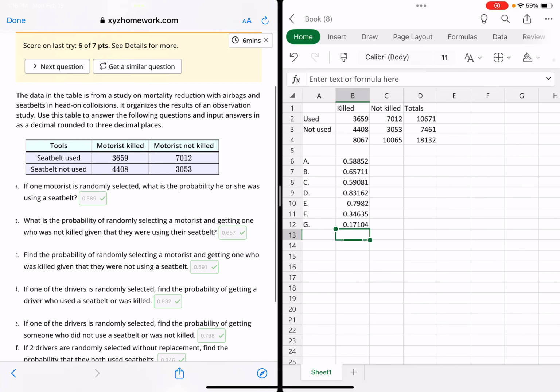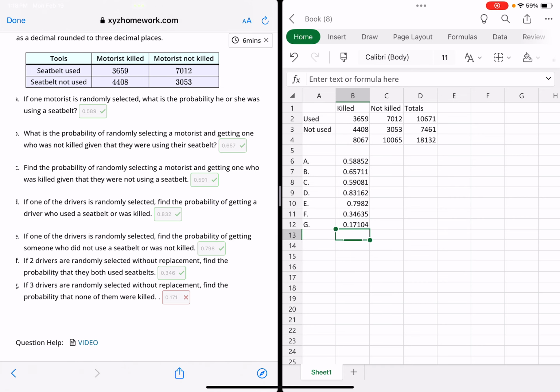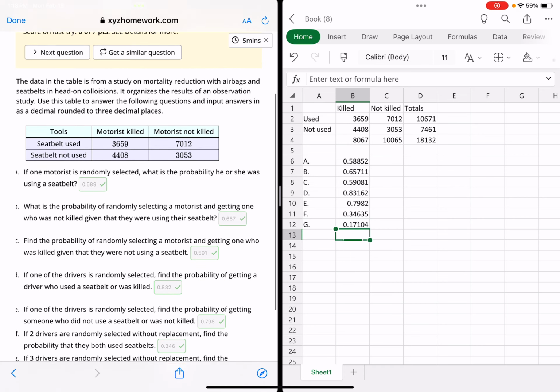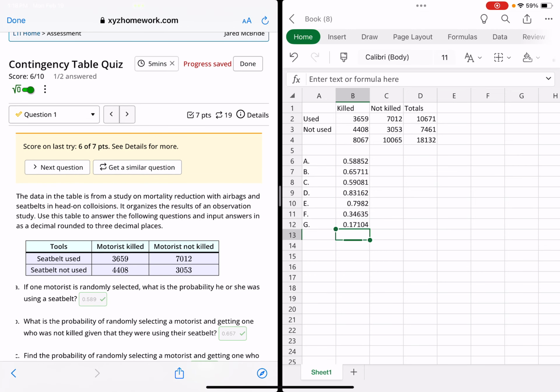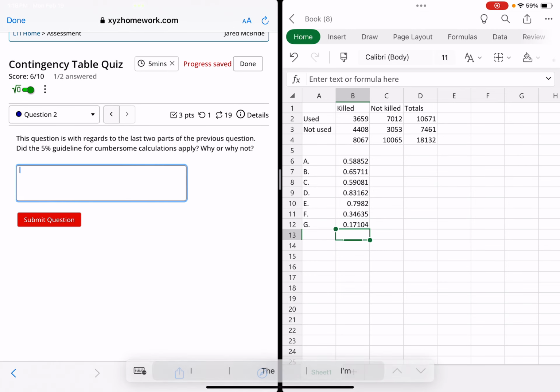Submit. 6 out of 7. Huh, I think that one might be keyed wrong. All right. Next question, please.